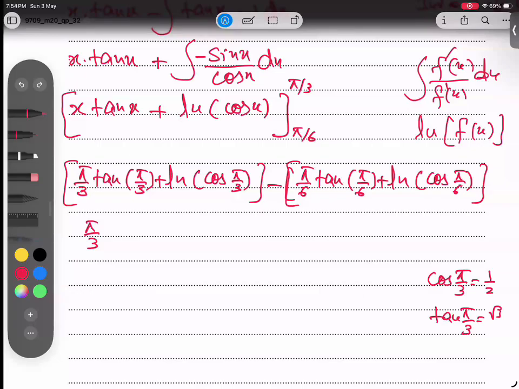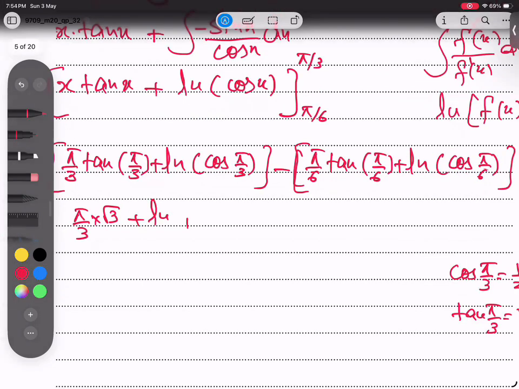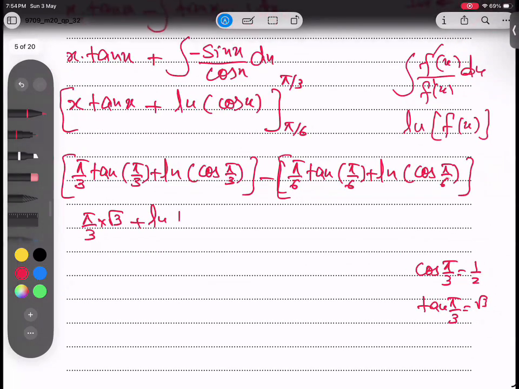So I got root 3 here. So I can say here times root 3. And as I said before, if you check cos pi by 3, what is coming? Half. I'm getting half here. This part is done. And now I'm going to do the next part, pi by 6. When I plug in pi by 6, both values, we are getting root 3 by 3 here, root 3 by 3. And here I'm getting inside root 3 over 2. Just confirm, please.